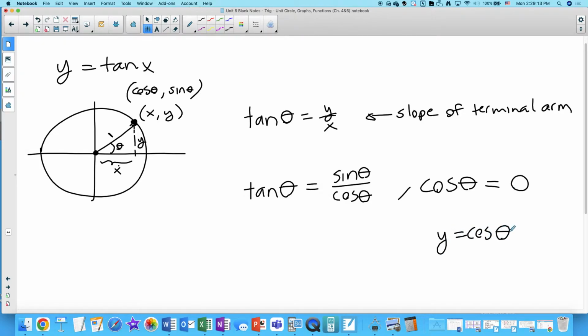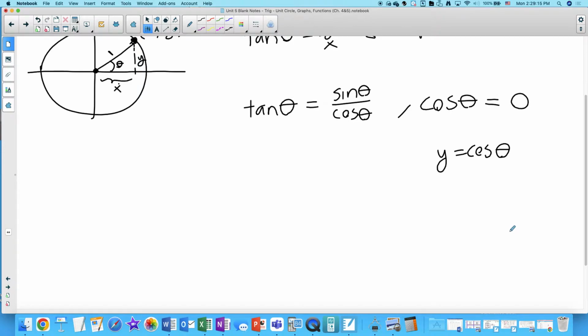So without any transformations, here's 2 pi, pi over 2, 3 pi over 2, 1, negative 1. There's the basic cosine function, and then that repeats over and over and over again.